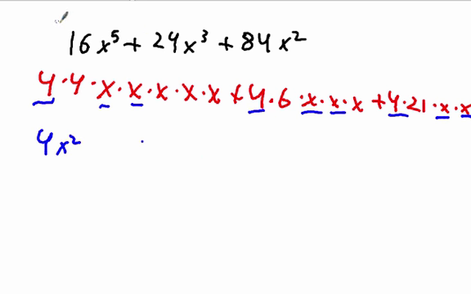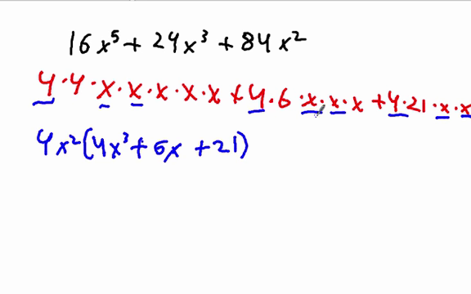Alright, so now to use the distributive property, we just go through and multiply out whatever's left. We have 4 times x squared times, in our first term, 4. We've got 3 x's left, so 4x cubed. In my second term, I've got 6 and 1x, so 6x. And in my third term, I've got just a 21 remaining. So there we go. We've factored it out.